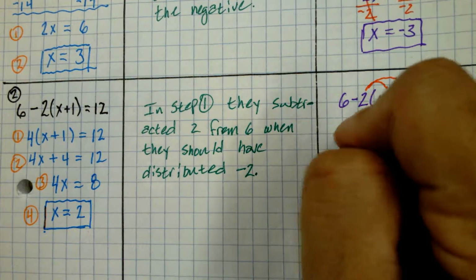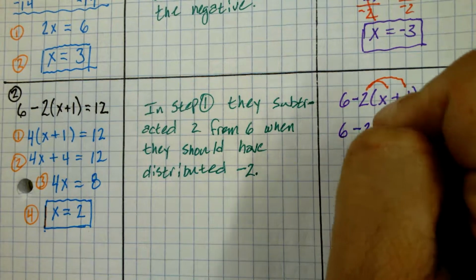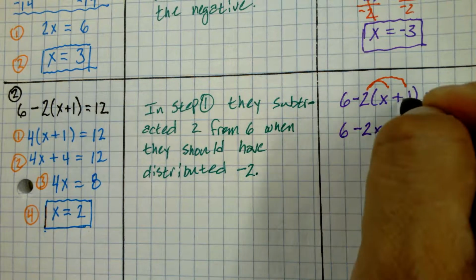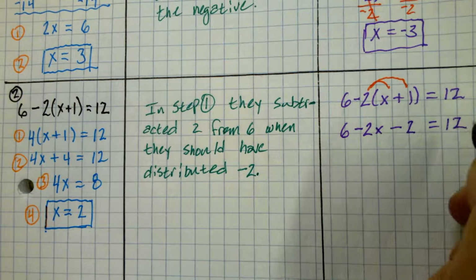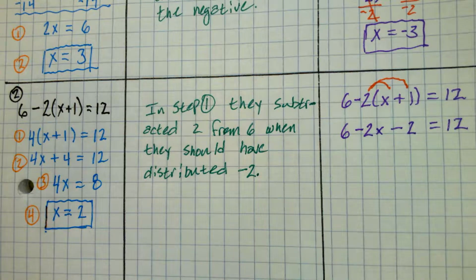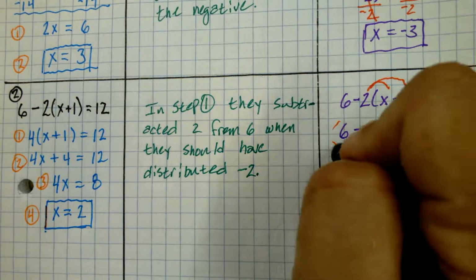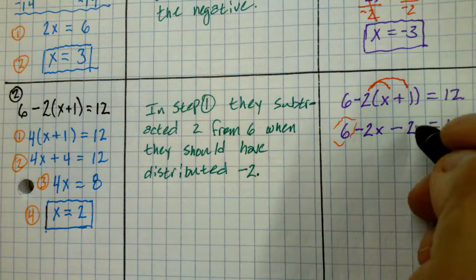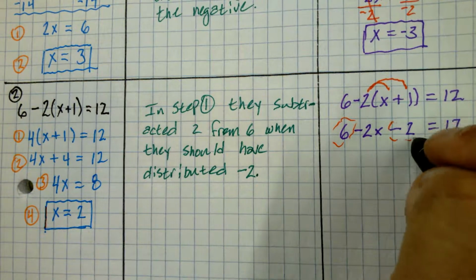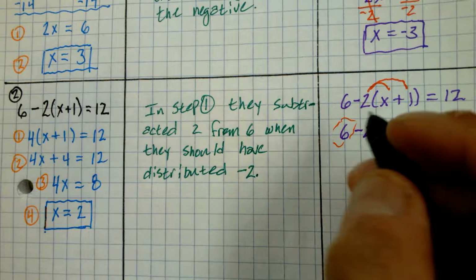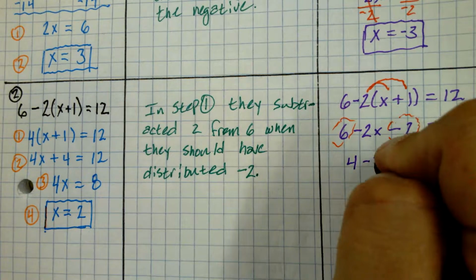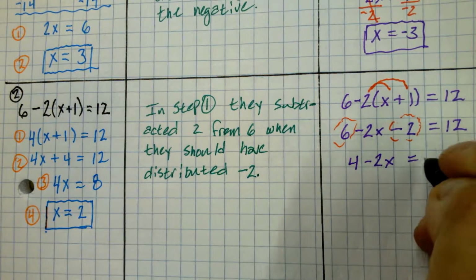So it's going to be 6 minus 2x, and negative times a positive is -2 equals 12. Okay, there we go. Now we have to combine. Is there anything we can combine? 6 and -2. You add 6 and -2 and you get 4. So now I'm going to say 4 minus 2x equals 12.